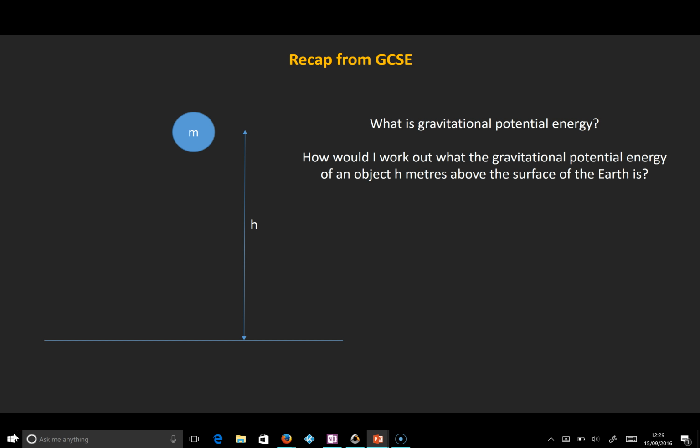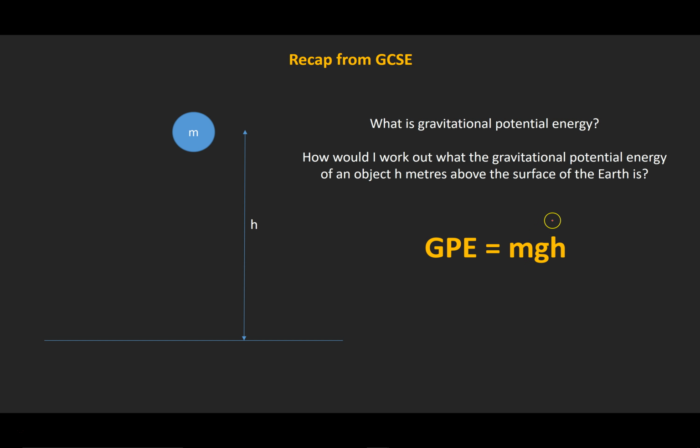And at GCSE, we learnt that if you have an object, a mass, above the surface of the Earth, h high, then you can work out what the gravitational potential energy stored within it is by using the equation mgh. Mass of the ball, strength of gravity at the surface of the Earth, and height above the Earth.